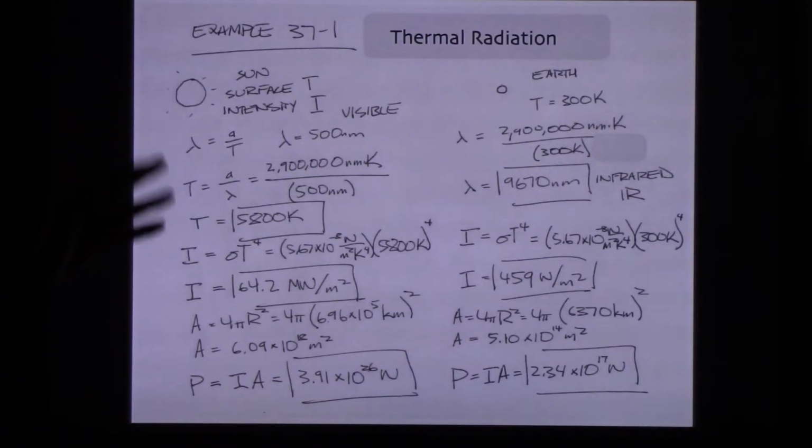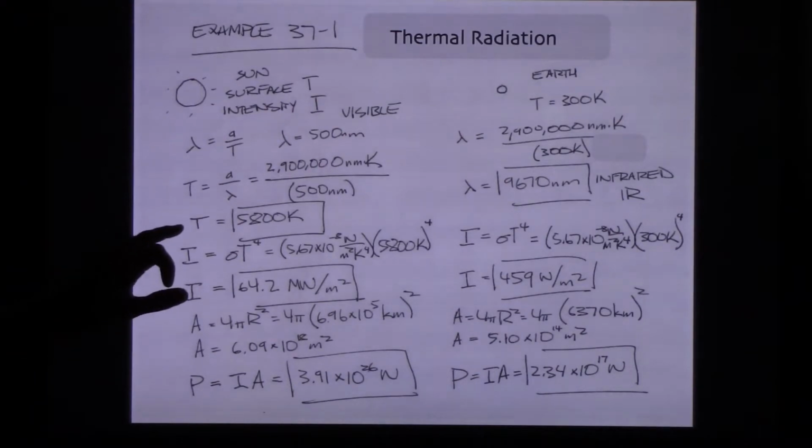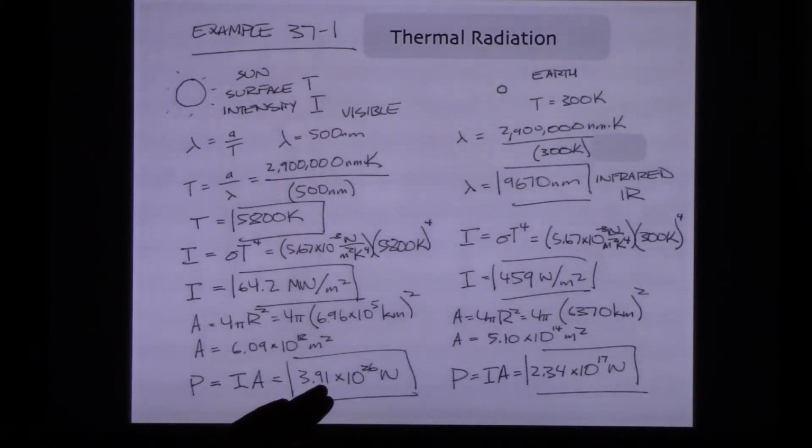Now I should have used scientific notation. I apologize for all the zeros. I kind of like writing lots of zeros for some reason. I need to stop that. But the temperature we came up with is 5,800 Kelvin. So that's pretty cool. Now that's the surface of the sun.